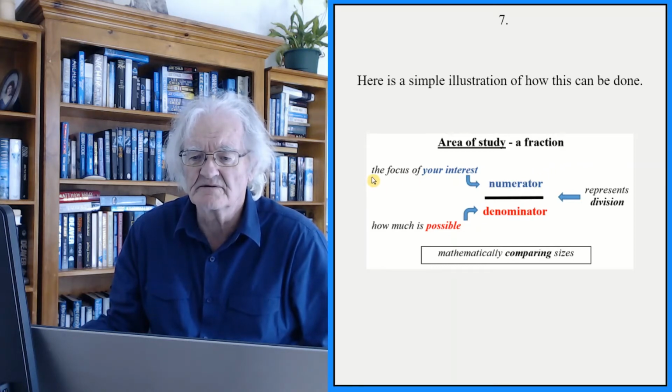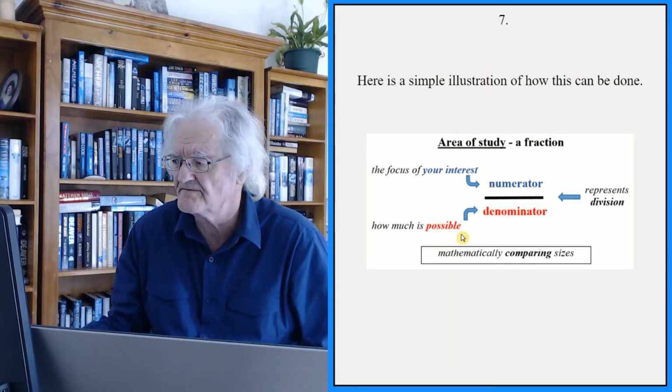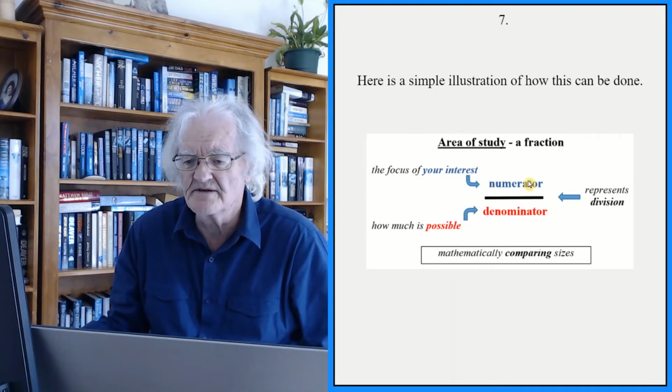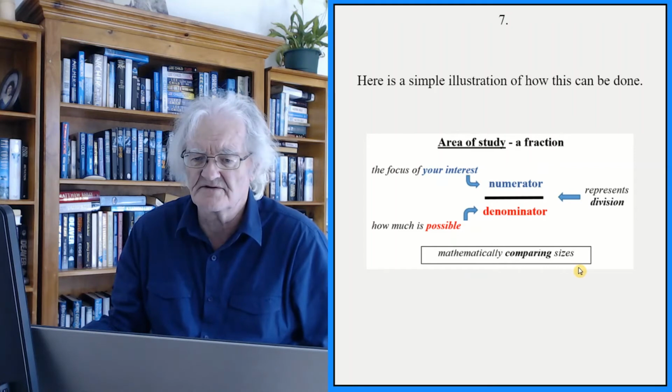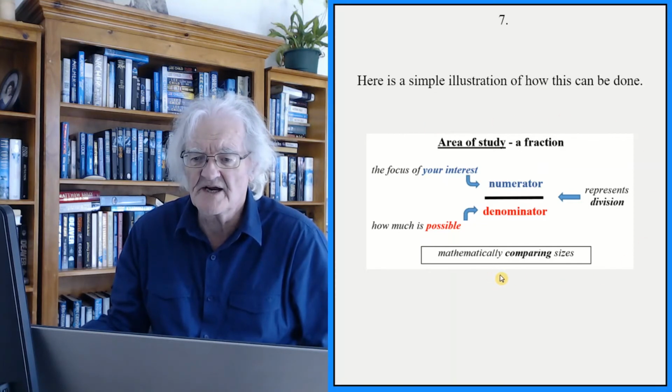Annotate that example. The numerator is the focus of your interest. The denominator represents how much is possible in the circumstances. The line between the numerator and the denominator represents division. A fraction is a way of mathematically comparing sizes. So there in that small entry into your record of what you have been learning, you have a good summary to refer back to later.